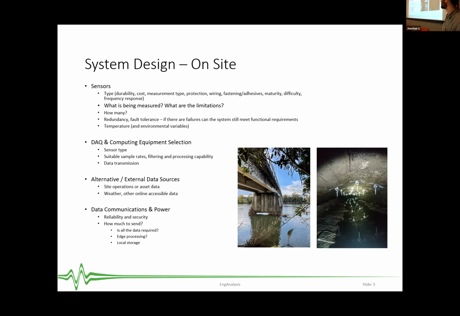Alternative and external data sources, whether it's a site-based thing, so it's a train timetable or some other measurement within the site that might come into play, or weather or other online accessible data. Data communications and also power. This is the importance of reliability and security. And then how much to send? Do you really need to record at a huge rate, and do you need to send that all back, or is there edge processing that can be done? Or local storage that you retrieve only when you need it.